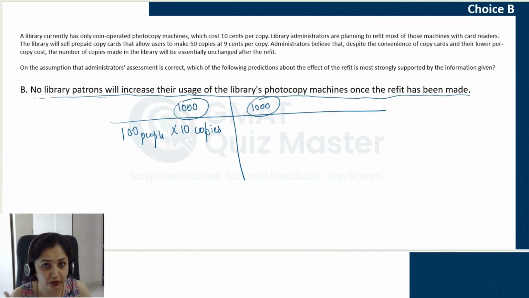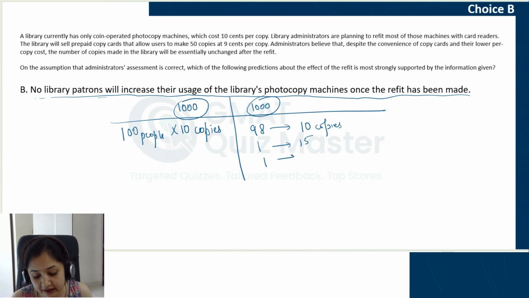The answer is no, the number can stay constant even if some people increase or reduce their usage. For example, out of these 100 people, 98 can continue with 10 copies each. One can increase the number of copies to 15, and one can reduce the number of copies to 5. So again, the total number of copies will stay the same here. So this will be 980 copies, this will be 15 copies, and this will be 5 copies, and that gives you a total of 1000.